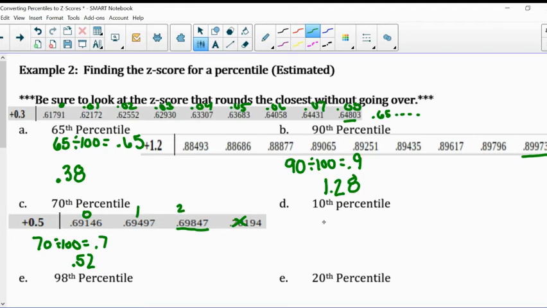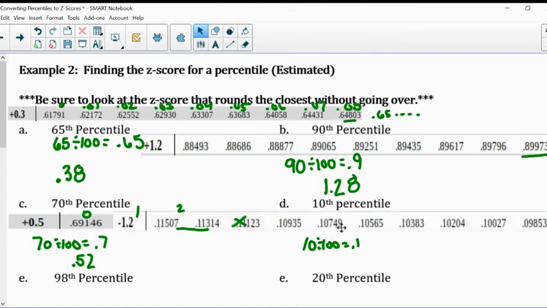Let's try one more. 10th percentile, what do I do first? You got it. Divide by 100, which gives us 0.1. Pull out your z-score table and locate the number that comes just before 10. So what number comes before 10? The 0.09, exactly. So if we look at this table, sorry, it's really overlapping here. This number comes before this one right here.